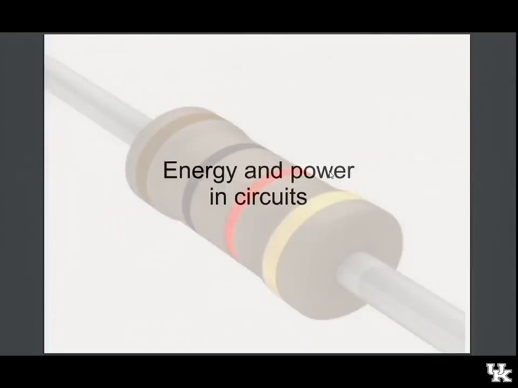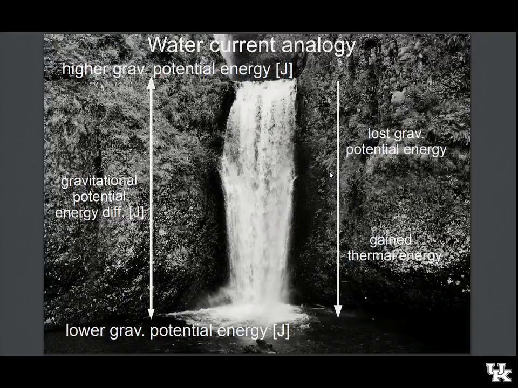Last topic. So I want to say something about the flow of energy and power in an electrical circuit. We've been talking about the flow of charge and current in an electrical circuit. Let's move on to the flow of energy and power in an electrical circuit. So again, it's helpful to use the water analogy when we think about electrical energy, electrical power. The water analogy for electrical energy, electrical power in a circuit, looks something like this.